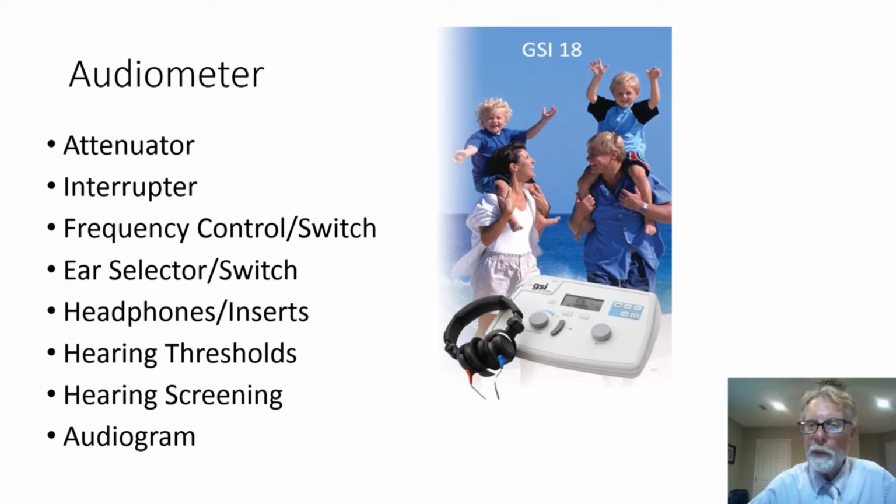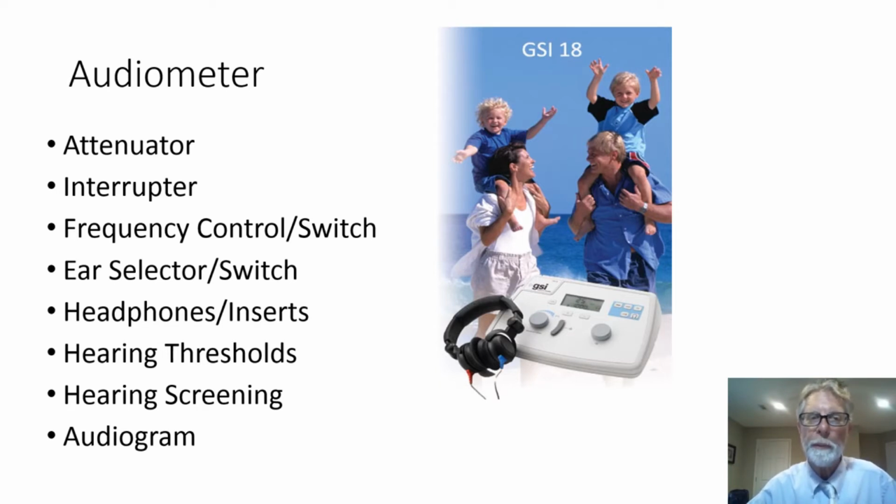Now we test hearing with what's called an audiometer, and you'll be using a simple pure tone. That's the type of stimulus we're using. It's a basic pure tone, air only audiometer, because it doesn't do air and bone. Okay, and that audiometer will have several components to it.